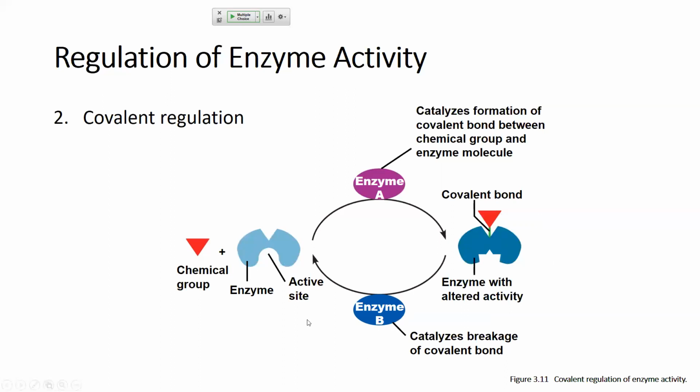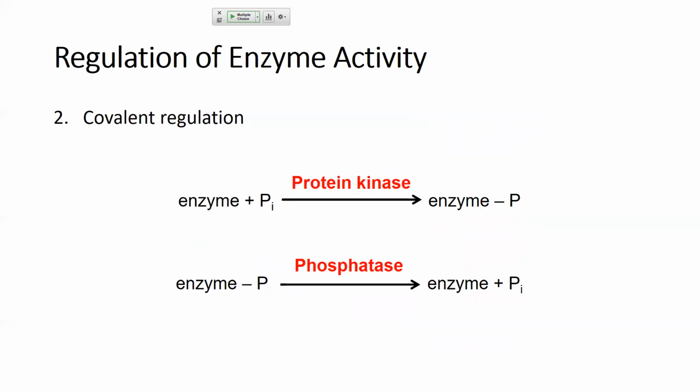Alternatively, there is another enzyme, enzyme B, that is going to break that bond. It's going to remove that chemical group from the enzyme, and in doing so, it's going to have a reverse effect on the enzyme. We removed that covalent bond, and we had a configurational change in the active site that either deactivated or activated the enzyme, whatever the opposite of having the bond was. Let's look at an example here.